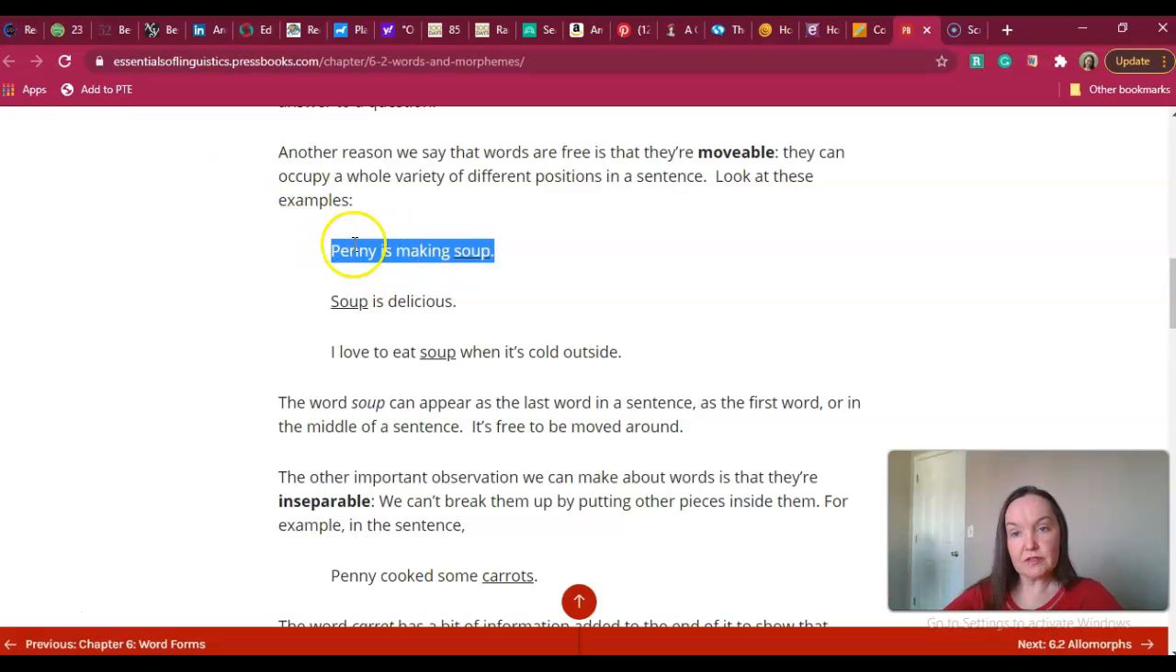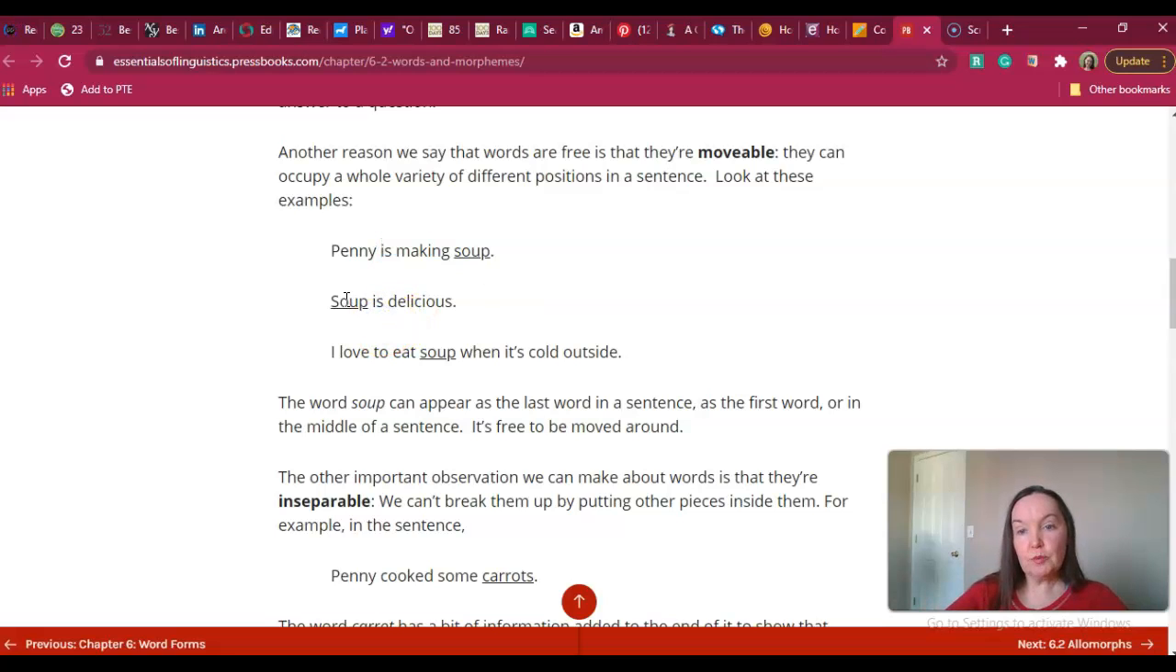So Penny, of course, is our subject. Is making, it's a compound verb. It means it's made up of two parts. We have a helping verb is and the present participle making. I call it present participle because ing indicates that something is happening now and it's ongoing, it's continuous. So in English, we call that either the present continuous or the present progressive tense. It can go by either term. But that's a tense that basically shows us that something is ongoing. So together, it is our verb. Soup is the object. It's the object of the verb is making. So this is the classic example of an SVO sentence in English.